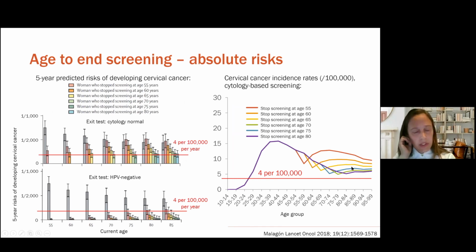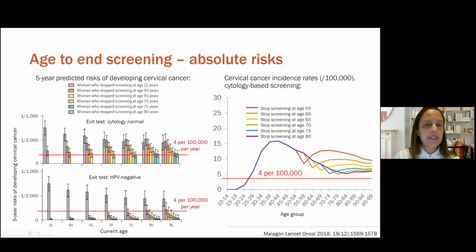So these are some of the results from the model, which were the earlier published results. I'm going to focus on the left-hand side of the slide here, which are the 5 year predicted risks of developing cervical cancer for women who stopped screening at different ages. On the top here, you have a woman whose exit test is cytology normal, and at the bottom you have the risk for women whose exit test is HPV negative. So comparing a cytology screening paradigm with an HPV screening paradigm.